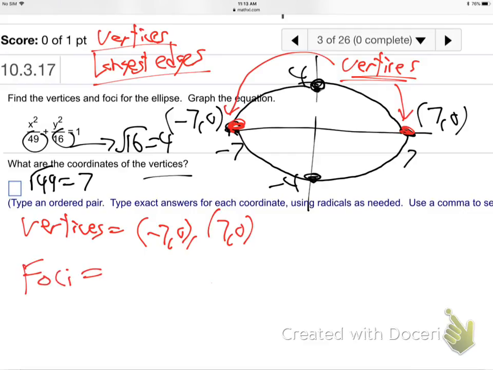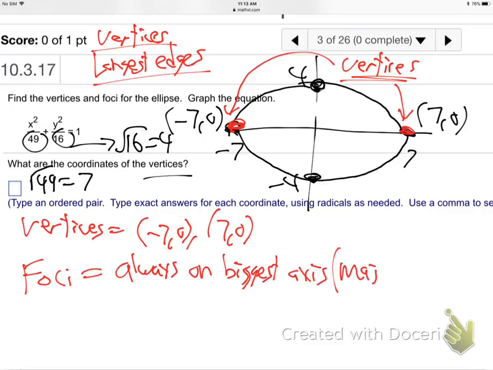Okay, now there's something called the focus points. The plural of focus is foci. So what are the foci? What are the 2 focus points? Well, the focus points are always on the biggest axis, what they call the major axis.